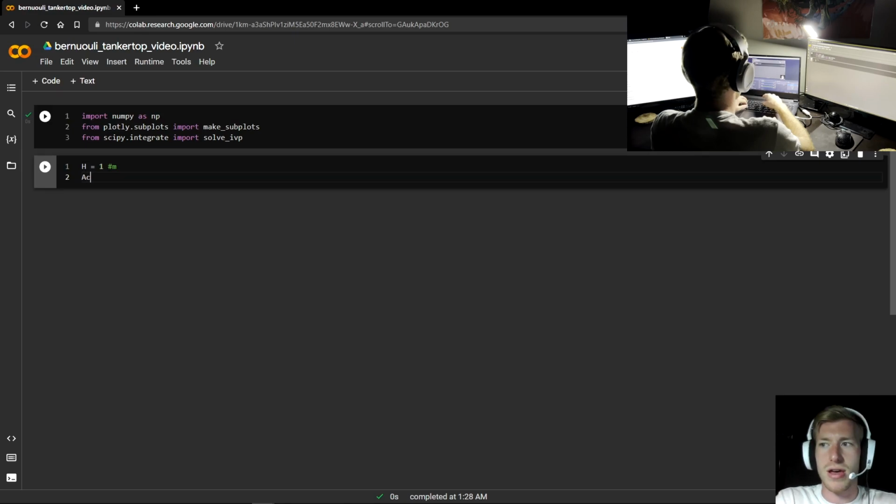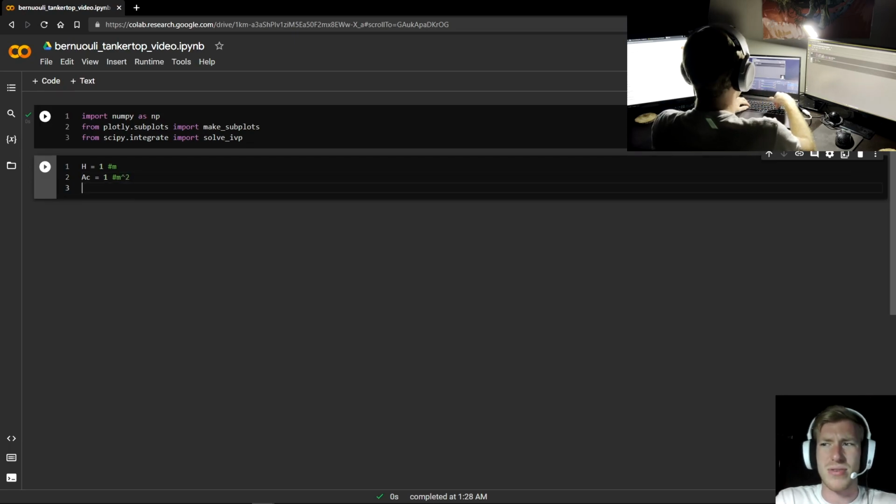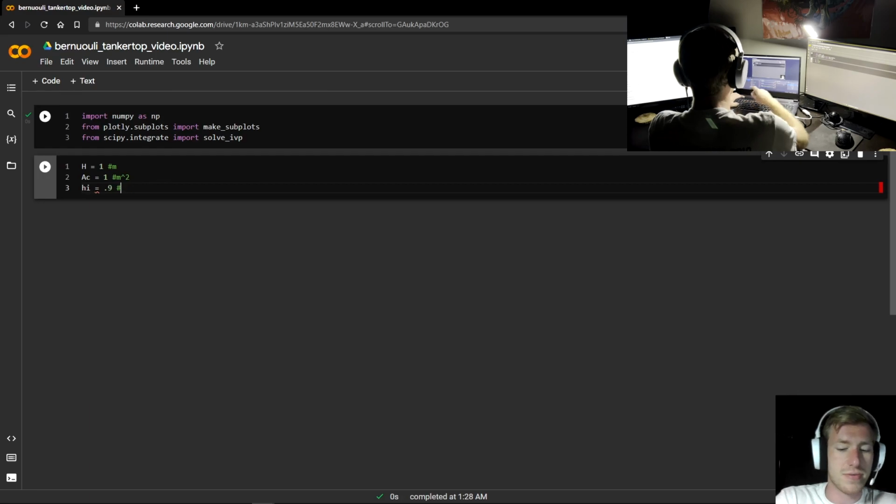The cross-sectional area of our container is going to be equal to, again, 1 meter squared, so 1 m to the power of 2. I don't like doing m2, it makes me confused. The next thing we get is the initial height value, which also is the highest height value since it's draining, and that's going to be equal to 0.9 meters.